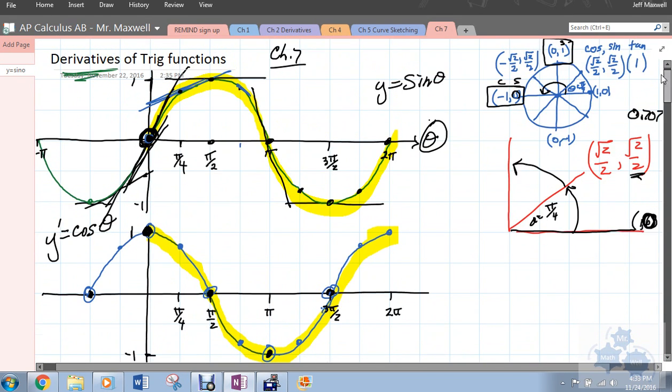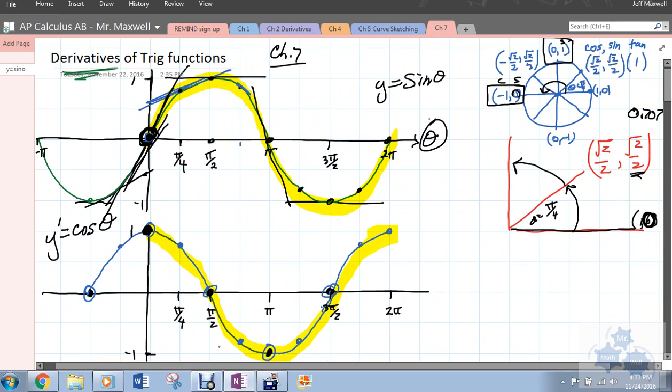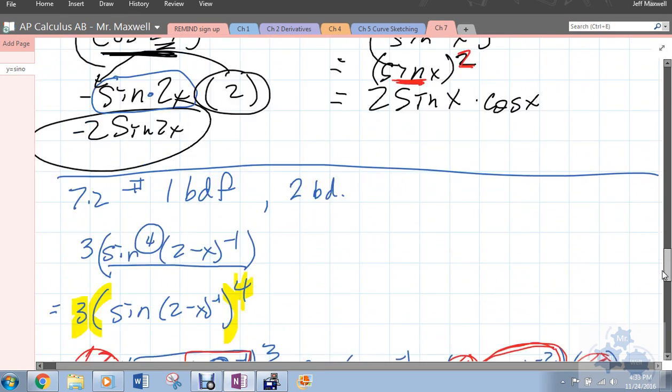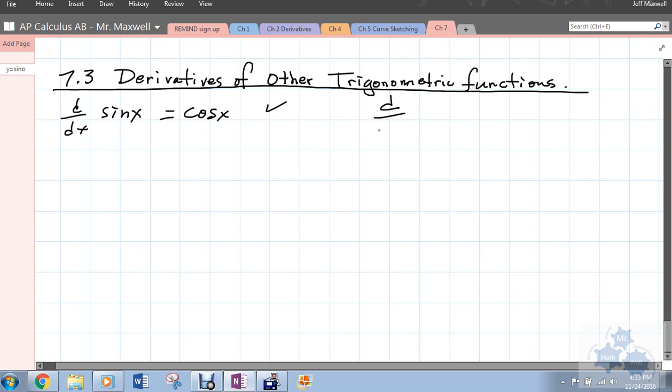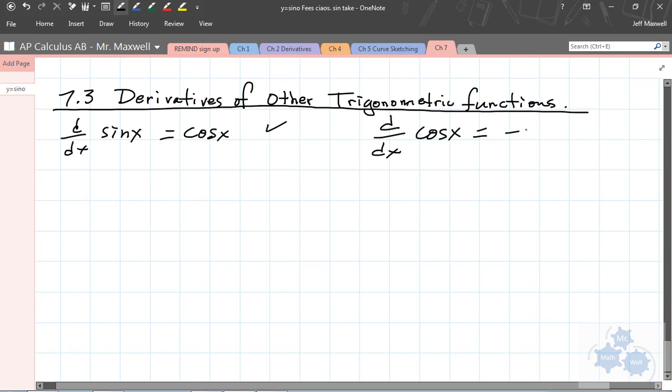Sine. We take the derivative, we graph it, ends up to be a cos. Wonderful. We know that already. We also know that d over dx of cos of x, in the same fashion we determined, was negative sine of x. So the derivatives of sine and cos are actually related there.